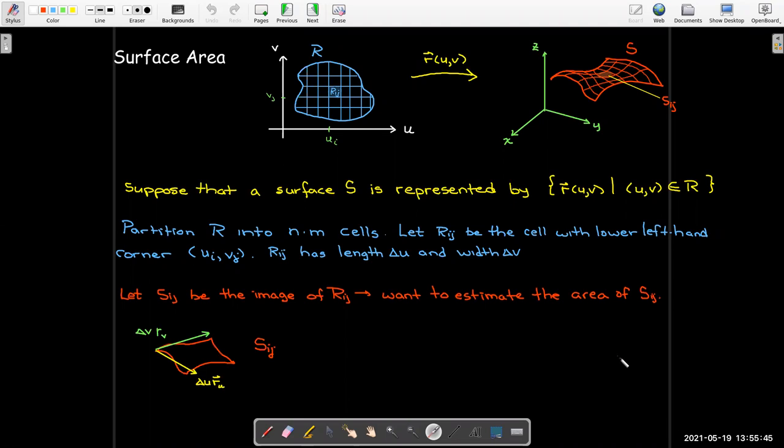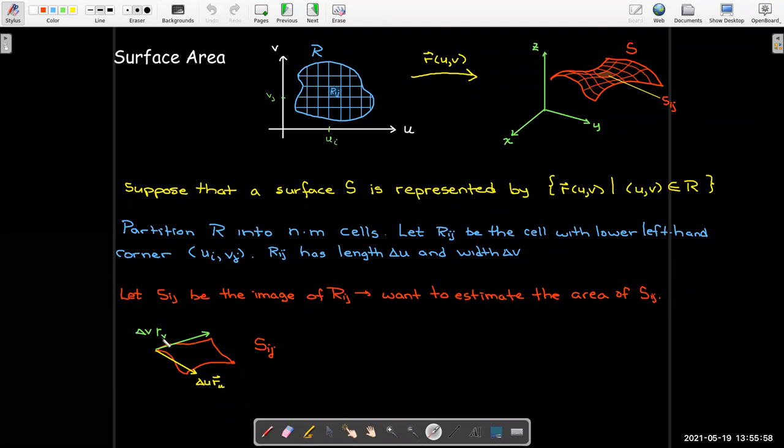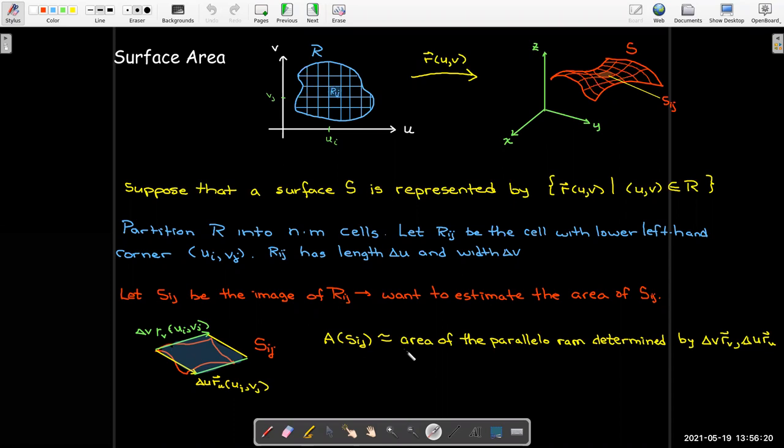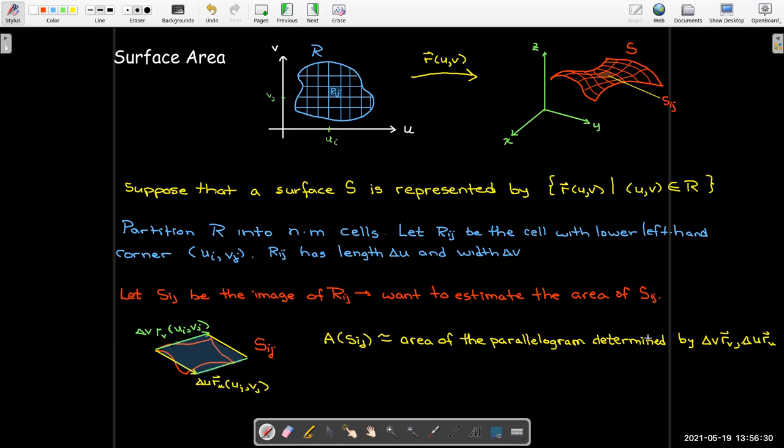So at that corner here, the image of U sub i, V sub j, we can find the tangent vectors just like we did before and scale them by the delta U and the delta V. And then the area of this parallelogram is a good estimate for the area of this patch, particularly when delta V and delta U are very small. And so that's the parallelogram determined by these two vectors.